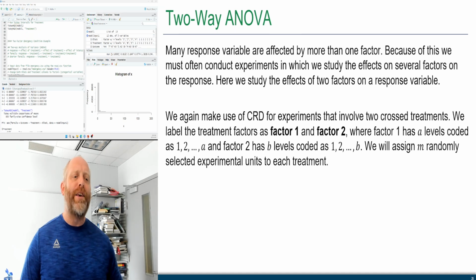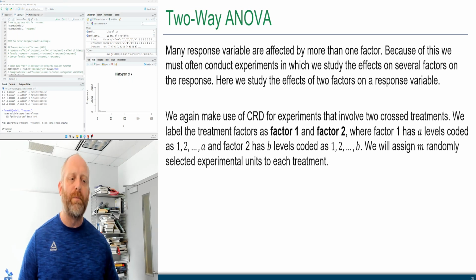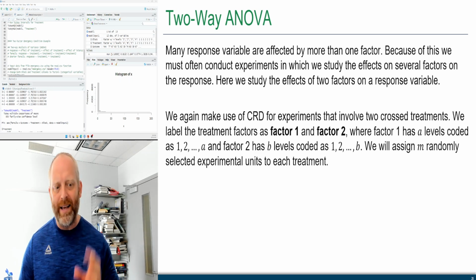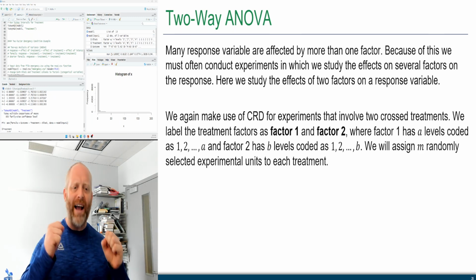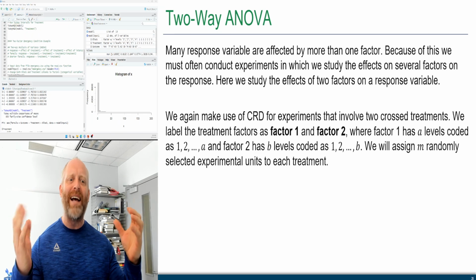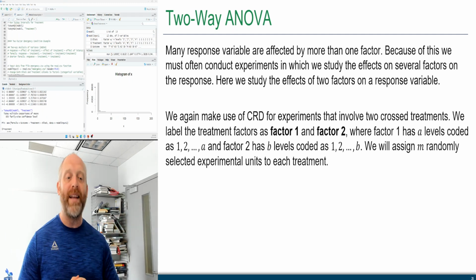We again make use of the completely randomized design, the CRD for short, for experiments that involve two crossed treatments. Now by crossed treatments, what do I mean by this? We have two different factors. I have my first factor, I have my second factor. Each factor has different levels. We're looking at all possible combinations of these.